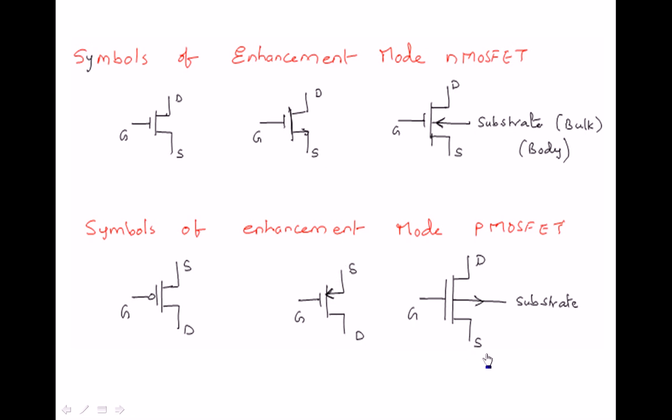Next, the last symbol is with four terminals, where the arrow is going outwards in the case of PMOS. Outwards implies it is going from the source. Source and substrate are shorted, so current flows from source to drain, so that current is moving out of the substrate so that it can go more to the drain. You can think like that. So these are the symbols of MOSFET.